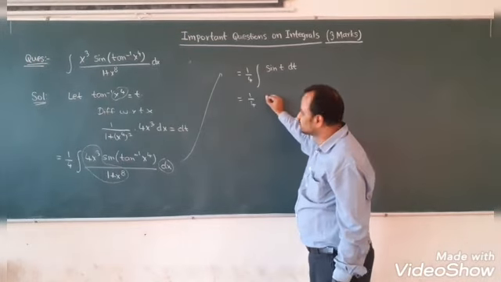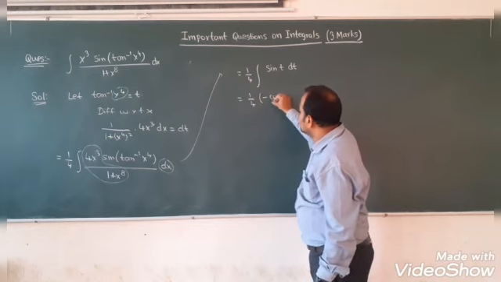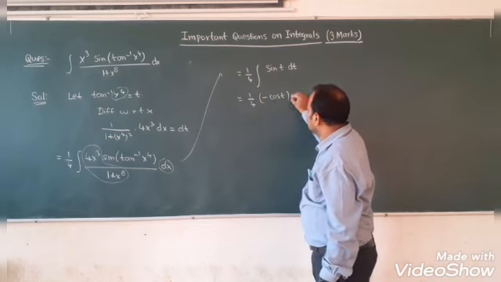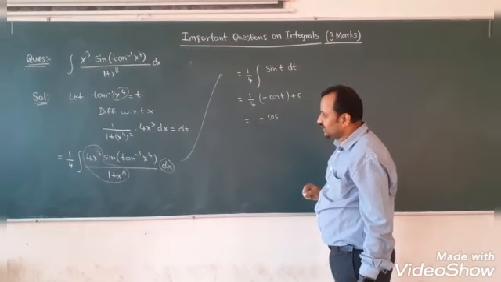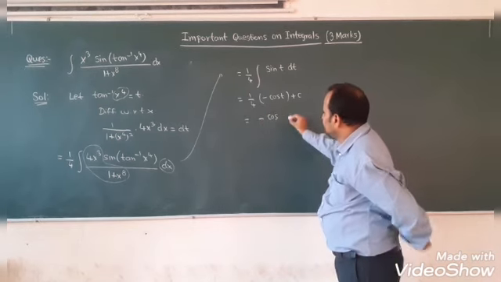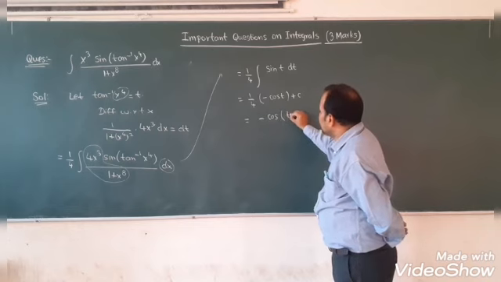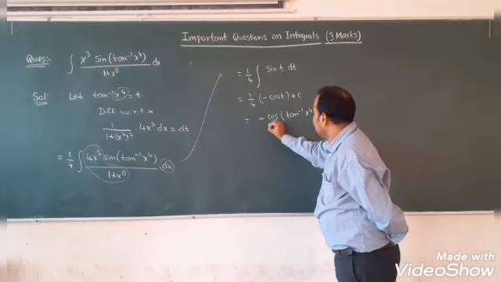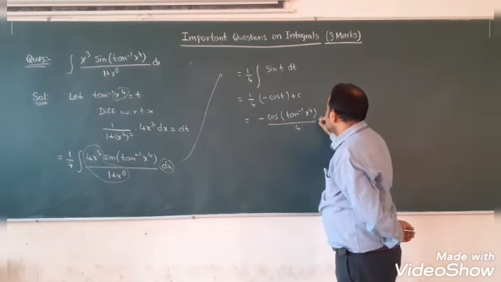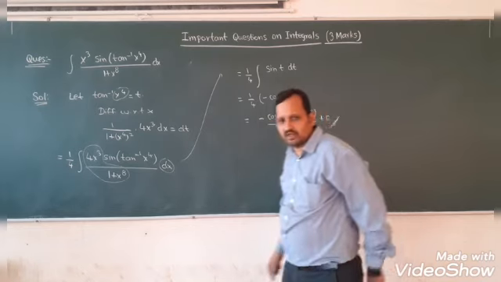What is the integral of sine t? It is minus cos t plus c. Or we can say minus cos of t, and t is nothing but tan inverse x to the power 4, divided by 4, plus c. So this is the required answer.